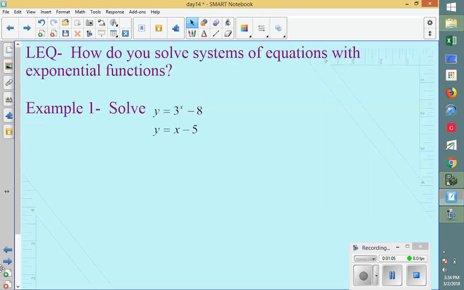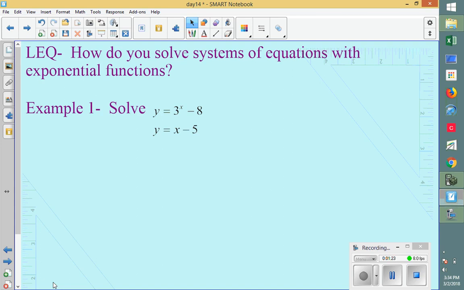Okay, so today we looked at solving systems of equations involving exponential functions. And what you need to know is that when you have exponential functions as part of a system, the system cannot be solved algebraically.